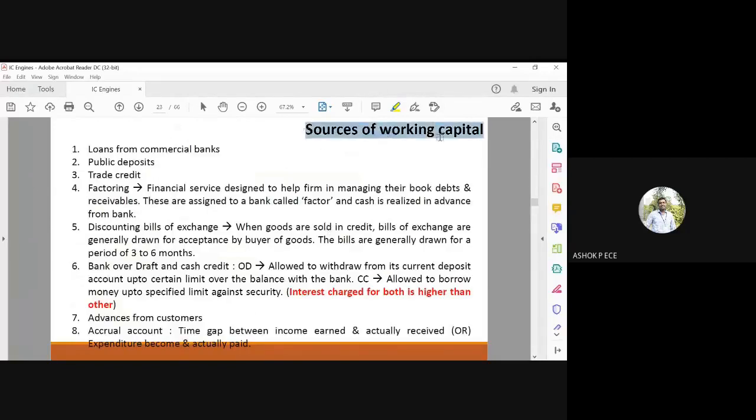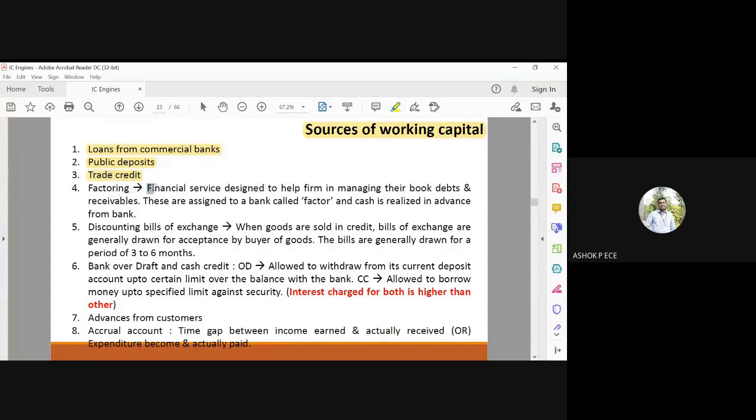How we are going to source your working capital. I can get loans from commercial banks. Commercial banks provide a very low rate of interest, so you can definitely go for loans from commercial banks. That is going to be very helpful for you. Public deposits in the form of shares, you can do that. And trade credit, you can get money on credit.